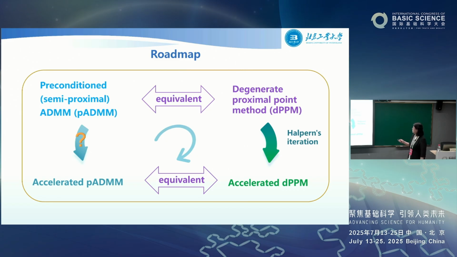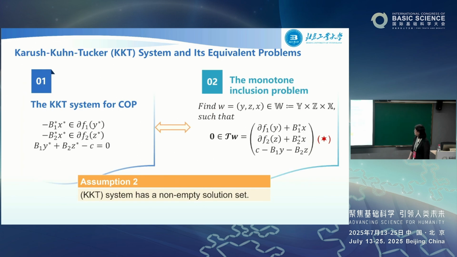So the key is how to prove this one is a fixed point method, because this one is degenerate. So first, I need some conditions or some definitions. The first one is the KKT system for the convex optimization problem. This is the dual feasibility. And we have these two: it belongs to the subgradient or subdifferential of the two operators F1 and F2. This is the set-valued function.